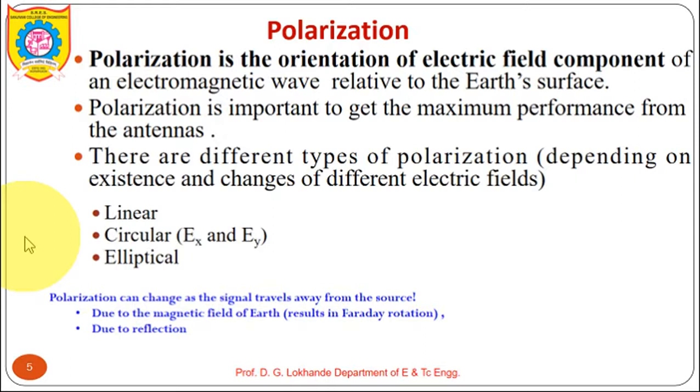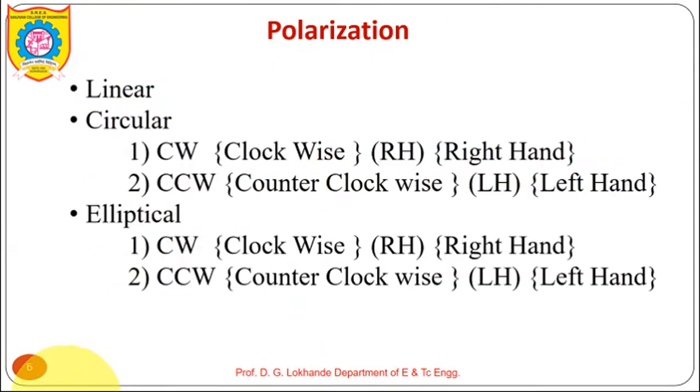Polarization can change as the signal travels away from the source due to the magnetic field of the Earth, the result being Faraday's rotation principle, or due to reflection. Now here, linear polarization is the change of electric field with respect to the magnetic field that we need to observe. Whereas for circular polarization, there are two types we can observe.